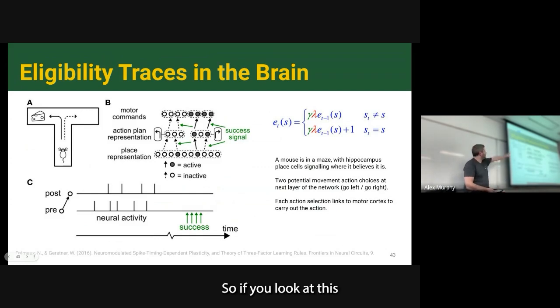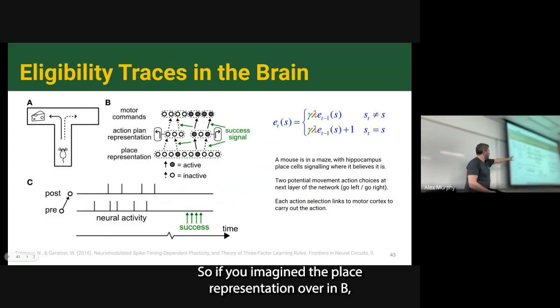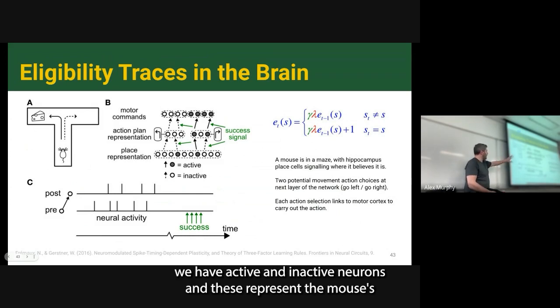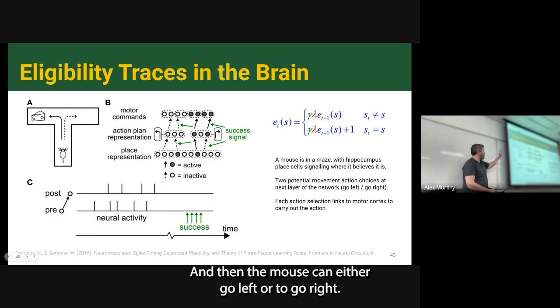So if you look at this mouse here in this little maze, we're going to talk about eligibility traces in the brain and how neurons can be updated based on these signals. If you imagine a place representation over in B, we have active and inactive neurons, and these represent the mouse's understanding of where it is at the moment. And then the mouse can either go left or it can go right.